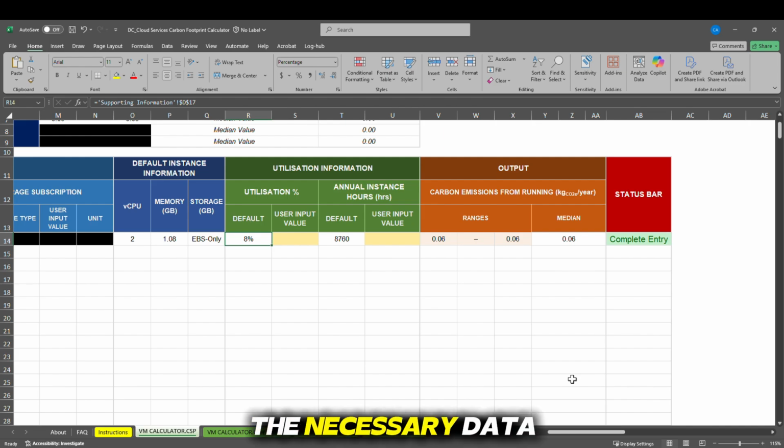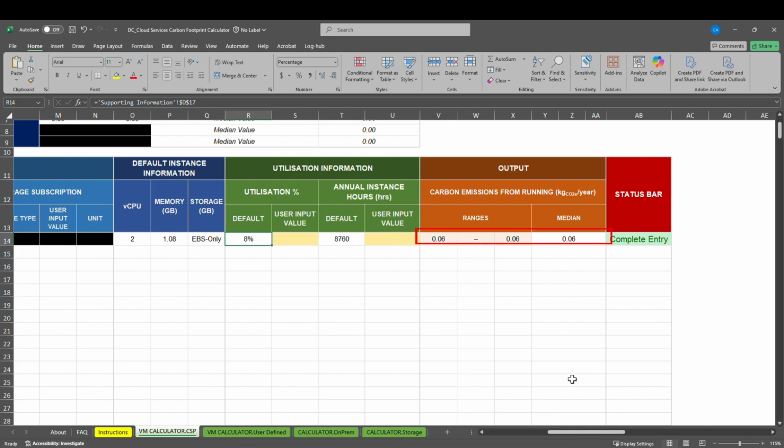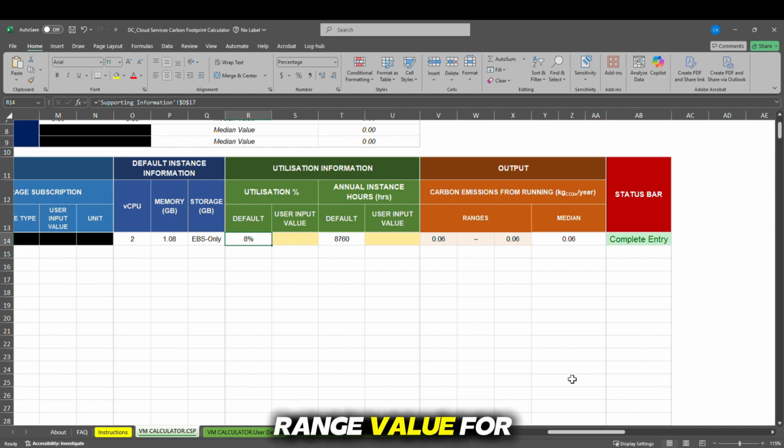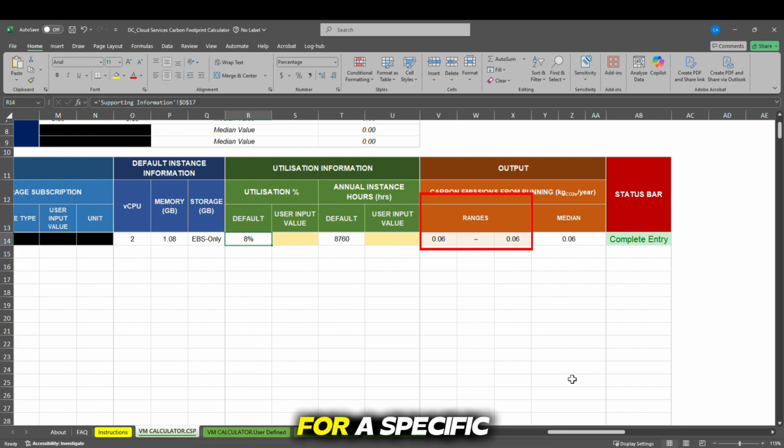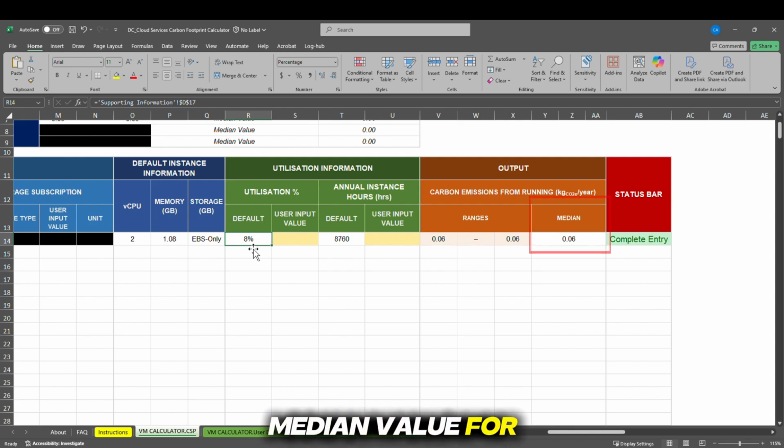Upon filling in the necessary data for an instance, the respective cell under the status bar column should indicate a complete entry. The output column should also display the emission associated with this specific VM. There is a range value for the output column, as CSPs sometimes provide various vCPUs corresponding to different TDP for a specific instance model. Given that the actual data of what specific vCPU will be used is abstracted from the user, we opted to provide both a range and a median value for the instance emission.